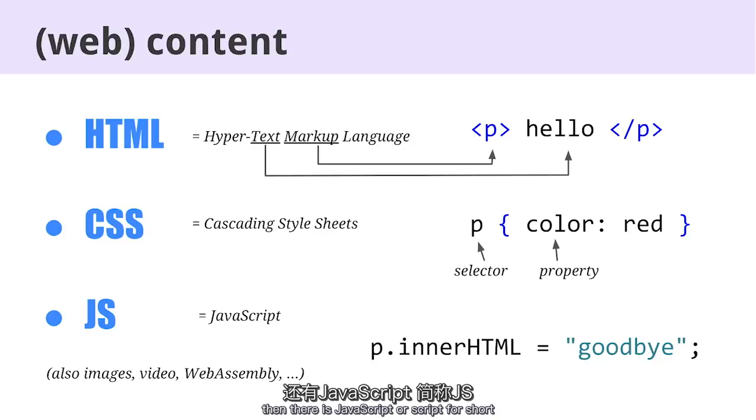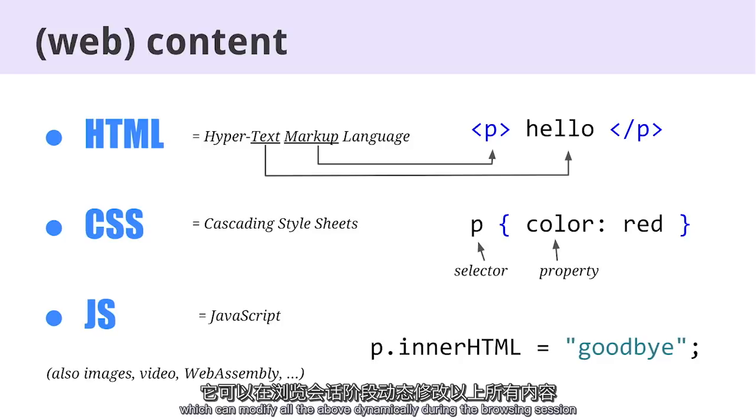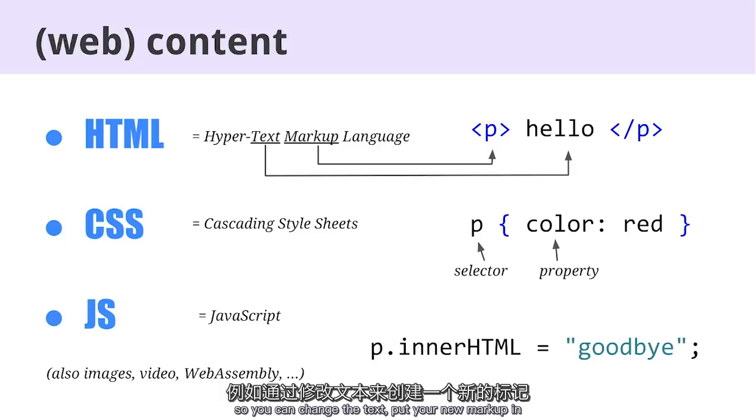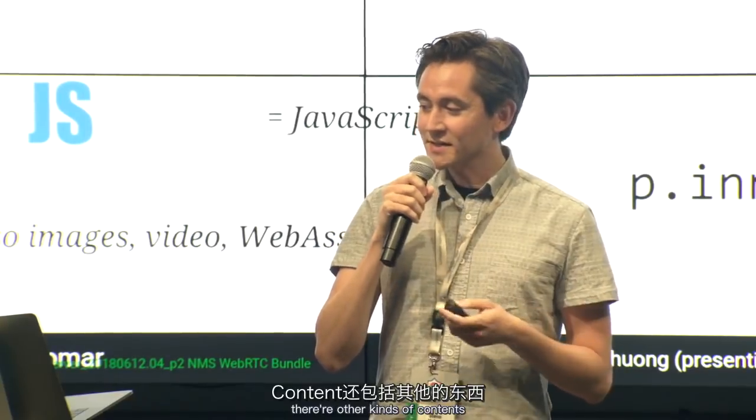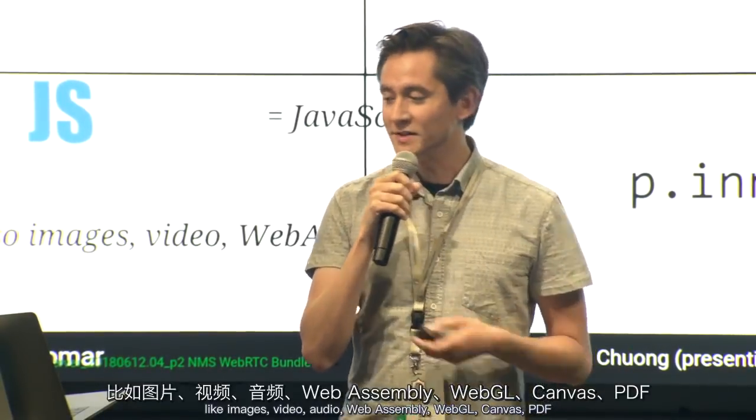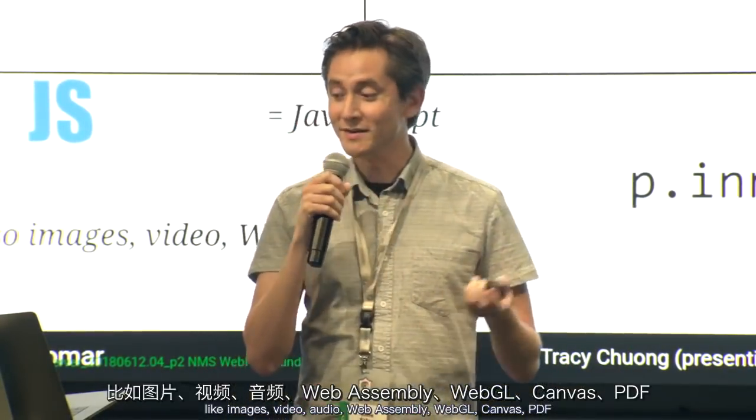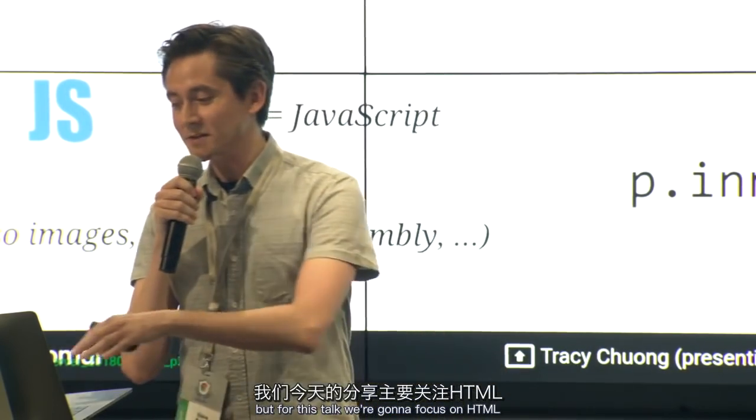Then there's JavaScript, or script for short, which can modify all of the above dynamically during the browsing session. So you can change the text, put new markup in, change style values on specific elements, change style rules. Basically, everything about the state of the rendering can be modified on the fly with JavaScript. There's other kinds of content like images, video, audio, WebAssembly, WebGL, Canvas, PDF. But for this talk, we're going to focus on HTML.